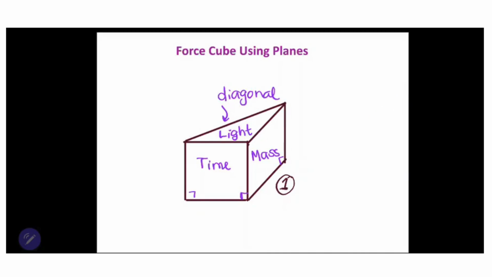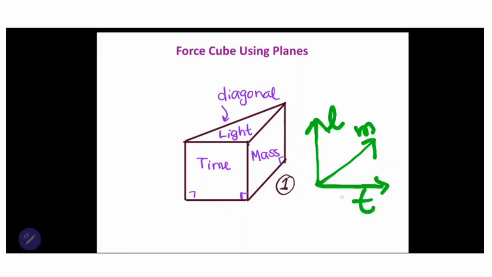Today we are going to understand the creation of the force cube using the planes. Previously we discussed the force cube using the directions. The light is acting vertically and the mass is here, then the time was acting horizontally in three perpendicular planes. But we didn't define the light, mass and time onto the planes. Now we have put the light, mass and time for the planes.